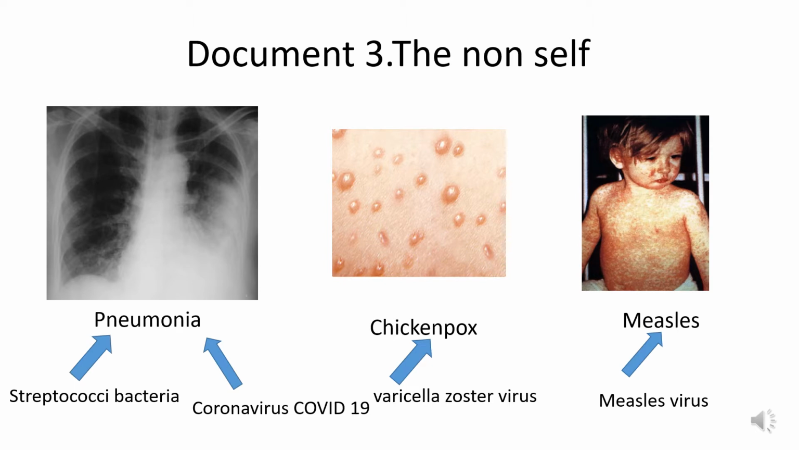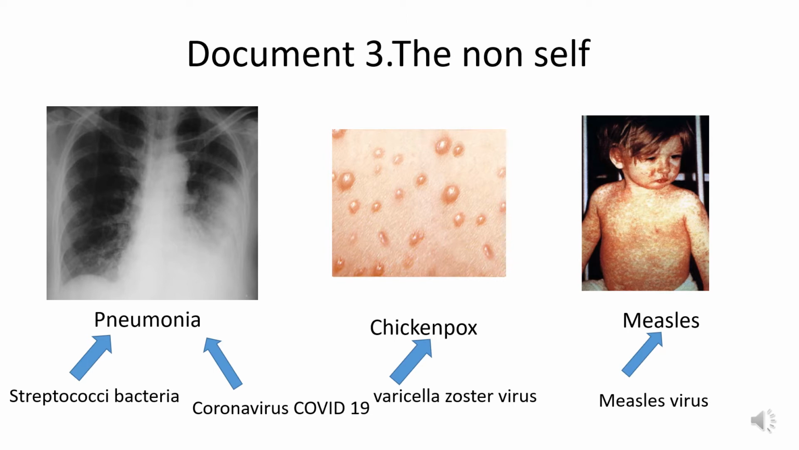The figures you see represent diseases caused by infectious agents like streptococci bacteria and coronavirus COVID-19, which both lead to pneumonia, which is characterized by serious lung inflammation. Also, chickenpox is another disease represented in the second figure, which is due to the varicella zoster virus. So the virus is also a non-self. Another disease represented in the third figure is measles, which is also caused by the measles virus.